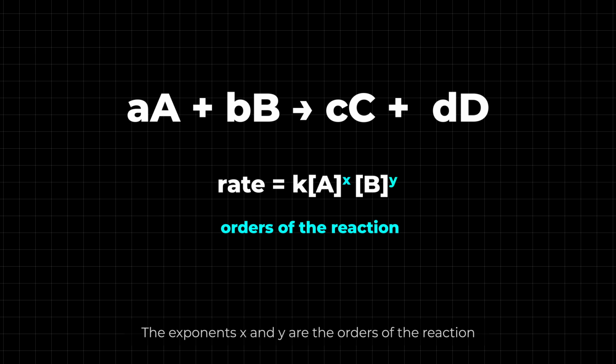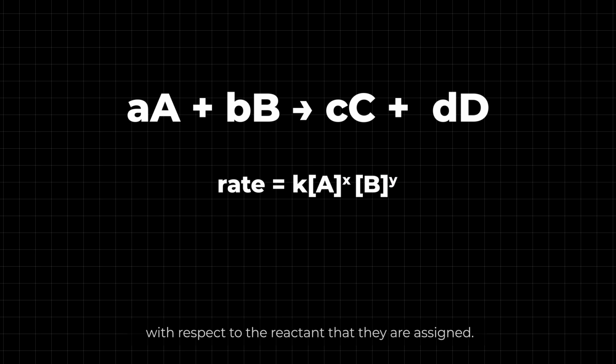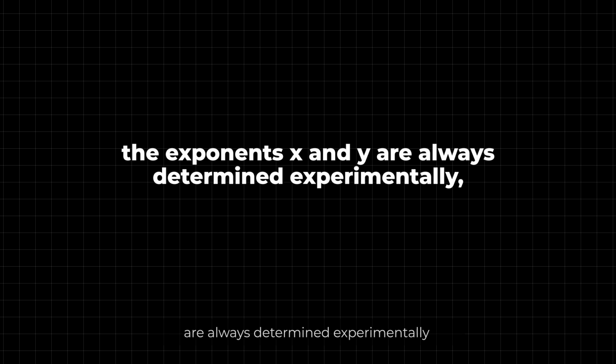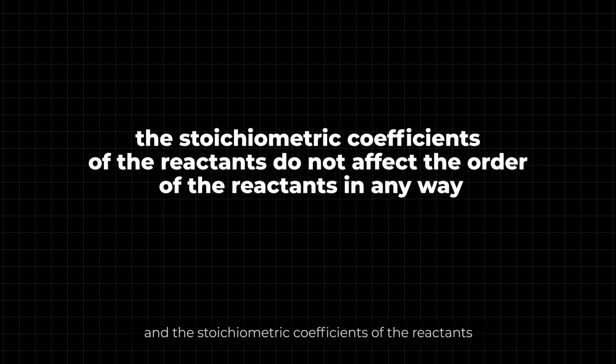The exponents x and y are the orders of the reaction with respect to the reactant that they are assigned. Exponent x is the order of reactant A, while exponent y is the order of the reactant B. It is worth noting that the exponents x and y are always determined experimentally and are given in exams, and the stoichiometric coefficients of the reactants do not affect the order of the reactants in any way.